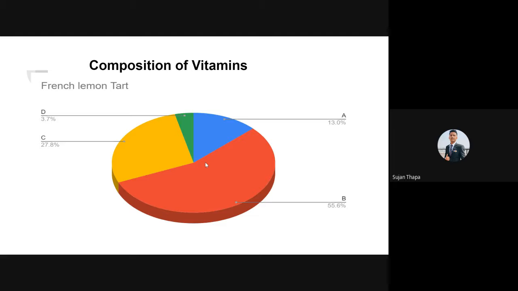Composition of vitamins: as you can see, 55.6% of the vitamins contained in French lemon tart are vitamin C, and 3.7% is vitamin D out of the total vitamins. Next slide, please.